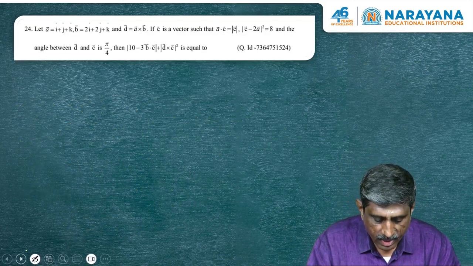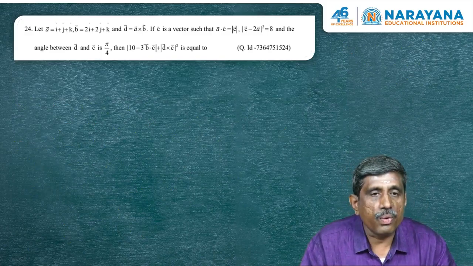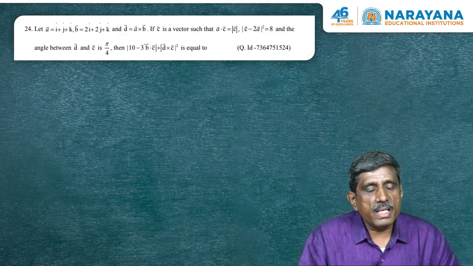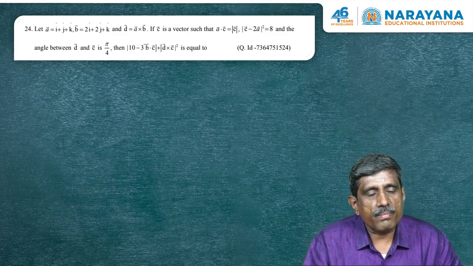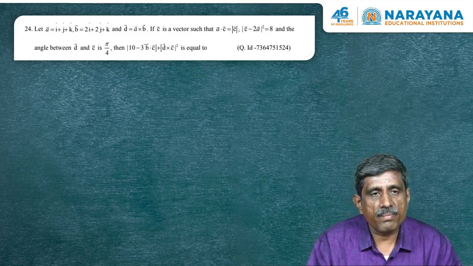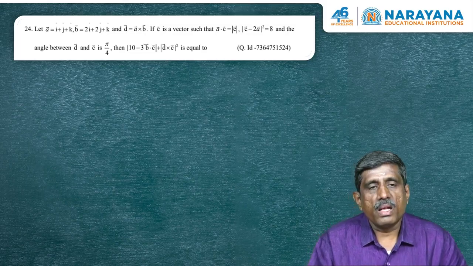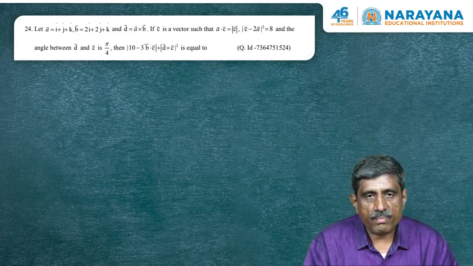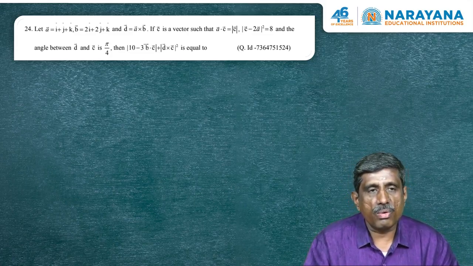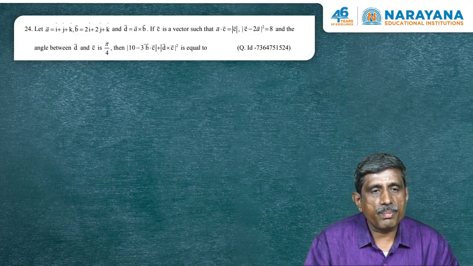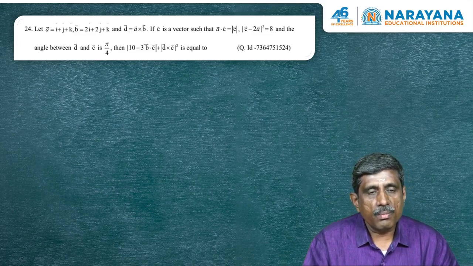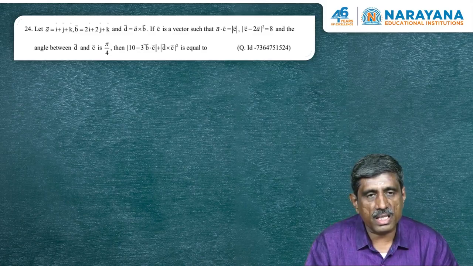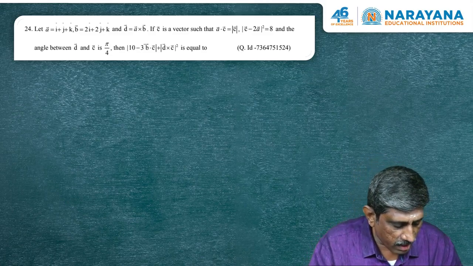Question number 23. Let us move on to question number 24. See carefully. A vector A bar is equal to i plus j plus k, B bar is equal to 2i plus 2j plus k, and D is A cross B. If the vector C is such that A dot C is equal to modulus of C bar, and modulus of C bar minus 2A bar whole square is equal to 8, and the angle between D and C is pi by 4, then what is the value of 10 modulus of D minus 3 times of B dot C plus modulus of D cross C whole square. So, we have to calculate all of them carefully.